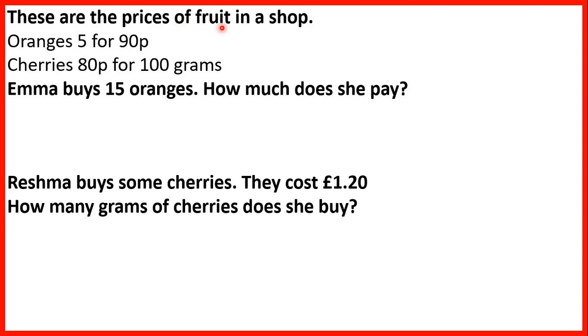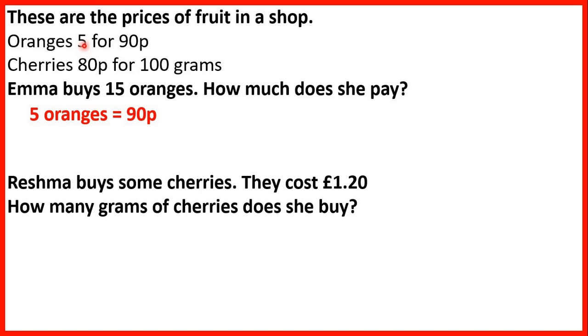These are the prices of fruit in a shop. Oranges are 5 for 90 pence and cherries are 80 pence for 100 grams. Emma buys 15 oranges. How much does she pay?